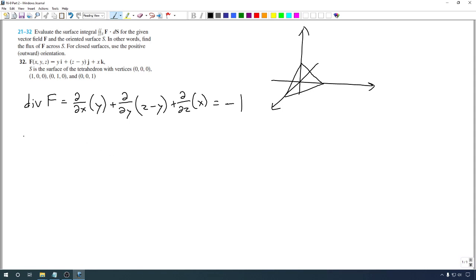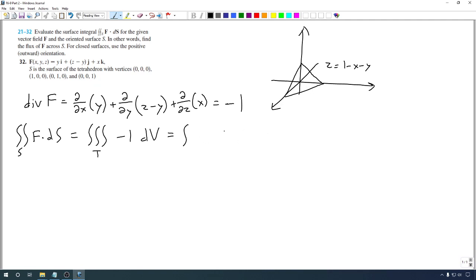If we integrate that over the tetrahedron, we get that the surface integral is equal to the triple integral over this tetrahedron. We can call that E, or we can call it T for tetrahedron, of negative 1 dV. The tetrahedron, so keep in mind the surface on top here is z equals 1 minus x minus y, because x plus y plus z equals 1 is the plane that goes through (1, 0, 0), (0, 1, 0), and (0, 0, 1).